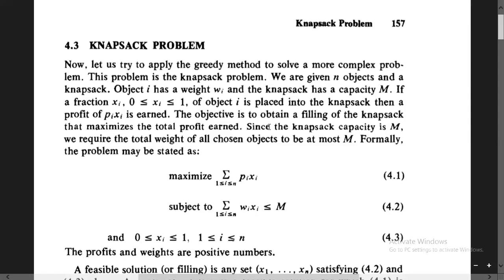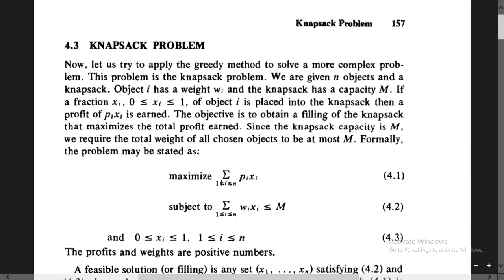The objective is to obtain a filling of the knapsack that maximizes the total profit earned. As I said, it is a maximization problem. And since the capacity is M, we require the total weight of all the chosen objects to be at most capital M. That is, we have to maximize the profit, maximize summation of pi into xi, where i lies between 1 and n. This is the problem statement.